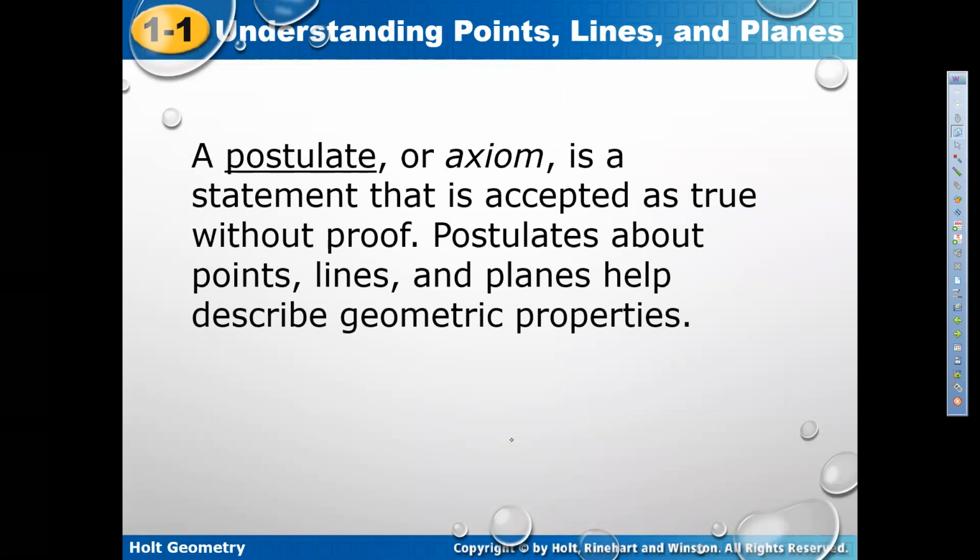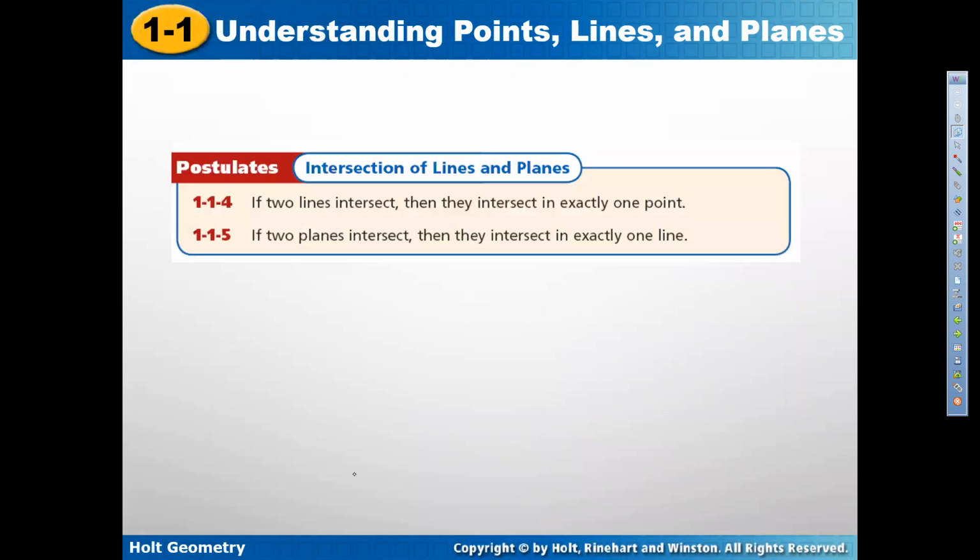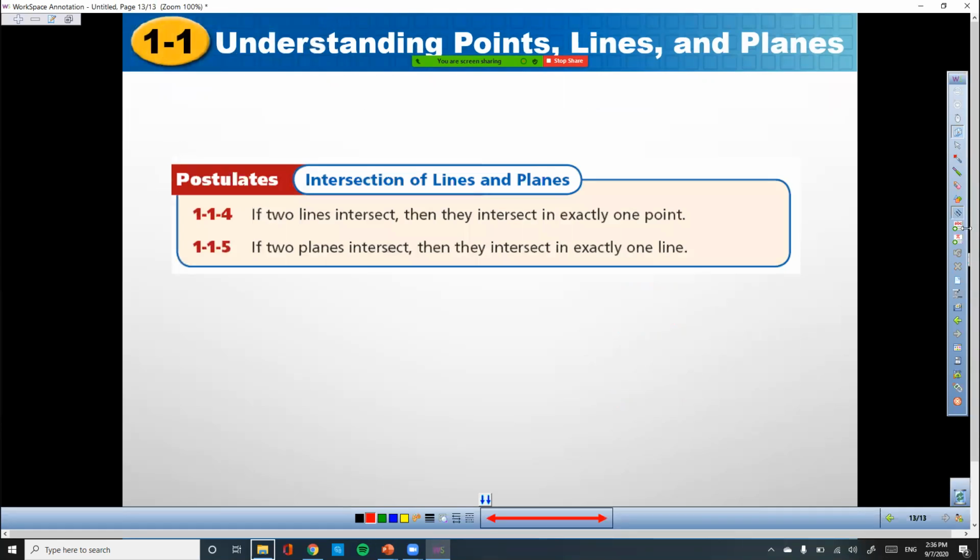Right. So again, remember what we said, a postulate was something that we just accept that it's true without proof. We have 2 more here. It says that if 2 lines intersect, that they intersect at exactly 1 point. So if I have 2 lines that intersect, let me go ahead and draw 2 lines. So I have one here, and they intersect. That means that they cross each other.